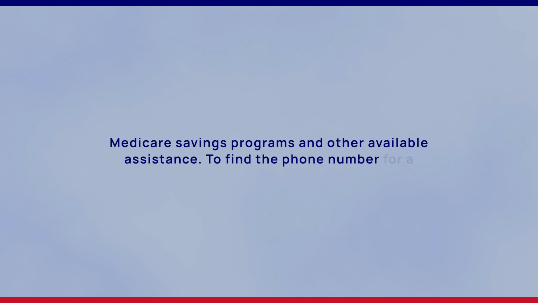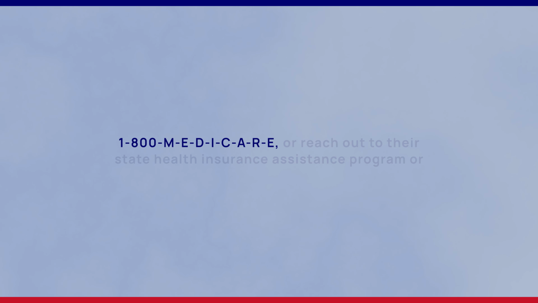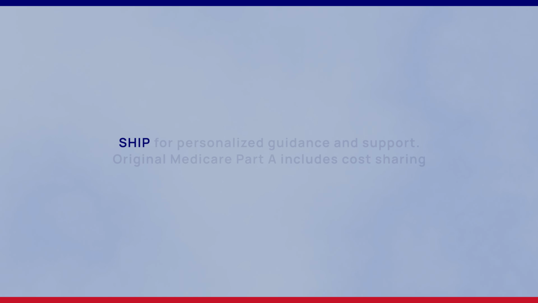To find the phone number for a state Medicaid office, beneficiaries can visit medicare.gov/contacts, call 1-800-MEDICARE, or reach out to their State Health Insurance Assistance Program, or SHIP, for personalized guidance and support.